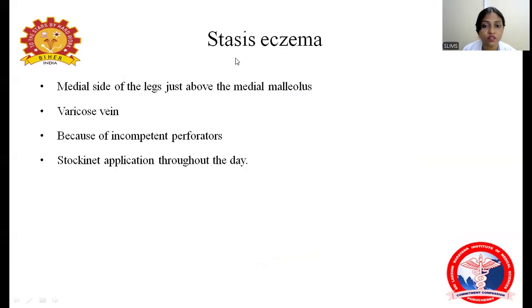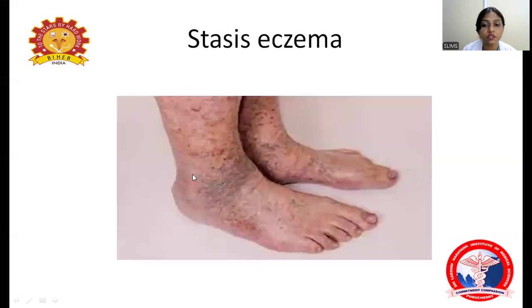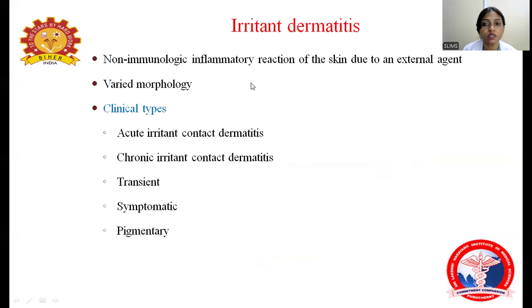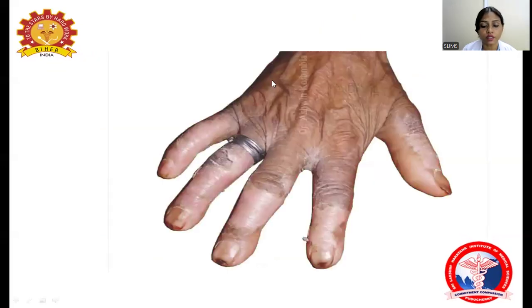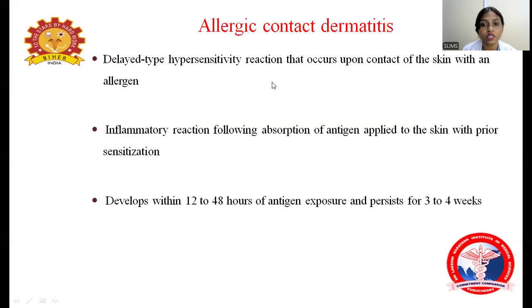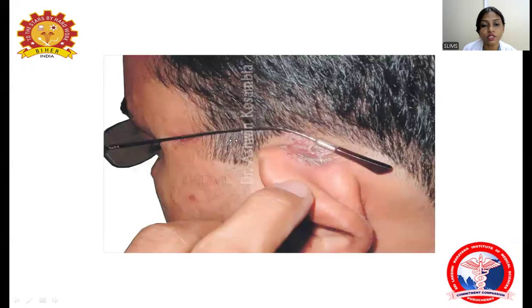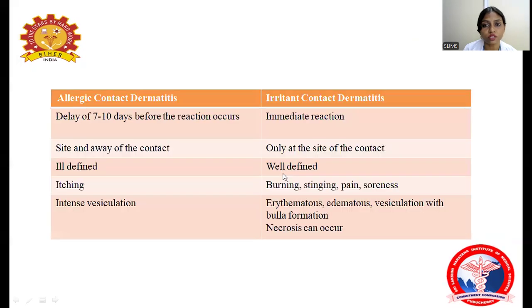Coming to stasis eczema or gravitational eczema, where there is stasis of the blood and which produces eczema around the medial malleolus. The exogenous eczemas are predominantly irritant contact dermatitis and allergic contact dermatitis. Irritant contact dermatitis occurs at the site of contact, whereas allergic contact dermatitis occurs away from the site of contact. Here you can see the place where there is contact of the metal with the skin, the patient has produced lesions.